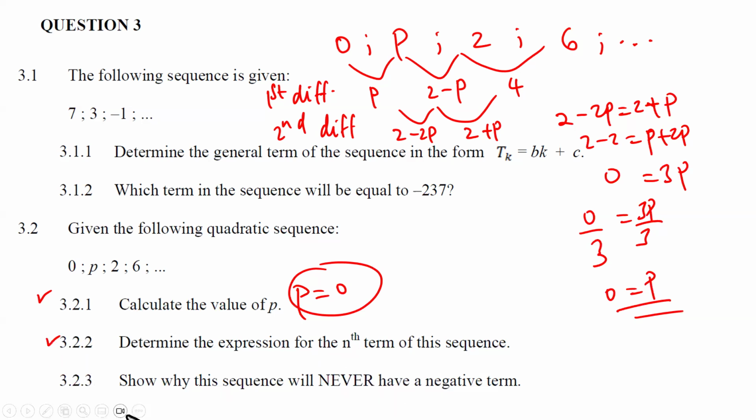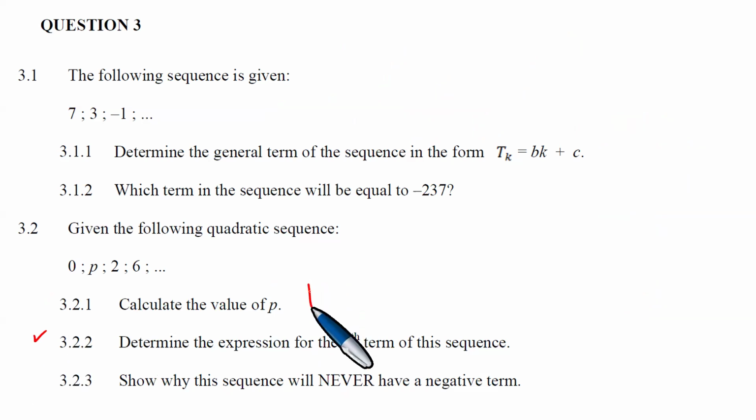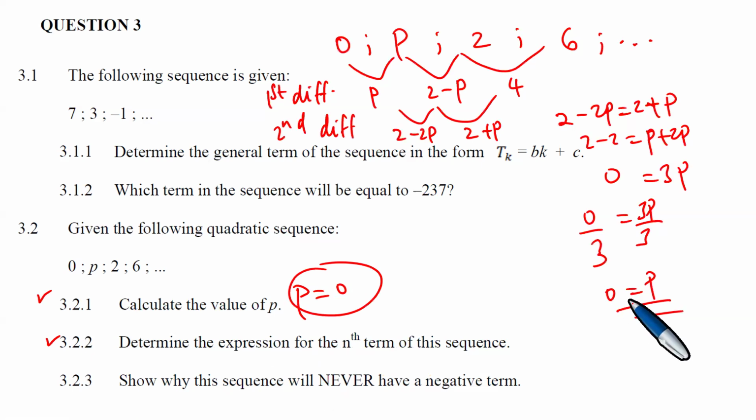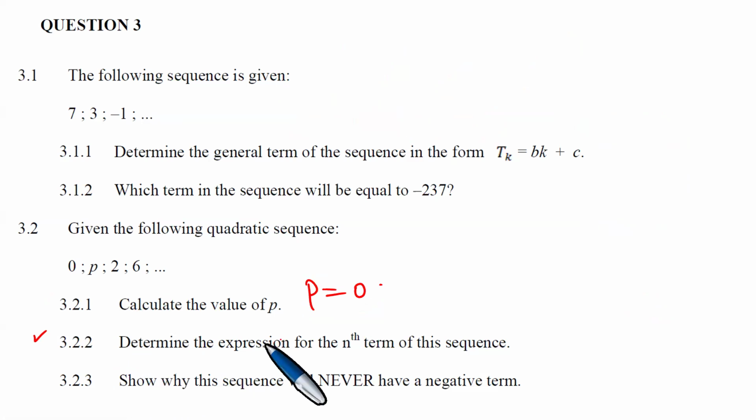Right, so determine the expression for the nth term of this sequence. What is the expression for the nth term of this sequence? Anyone? At this point, we already know that p is 0. We got it by calculation. But if p is 0, then we're asking the question, determine the expression for the nth term of this sequence. Anyone? Quickly, please talk to me. So you must calculate it first. How do you calculate it? The formula, sir. What is the formula?